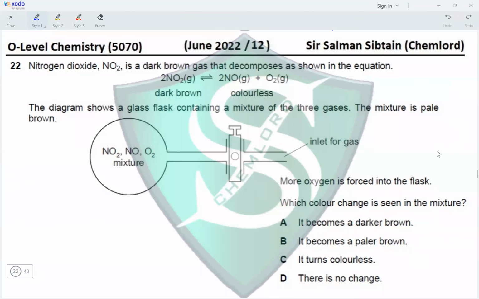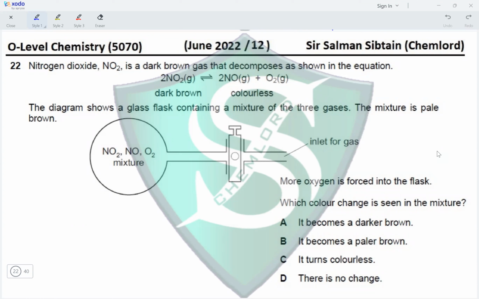Question 22. Nitrogen dioxide is a dark brown gas that decomposes as shown in the equation. The diagram shows a glass flask containing a mixture of three gases. The mixture is pale brown. Okay. More oxygen is forced into the flask. Which color change is seen in the mixture?